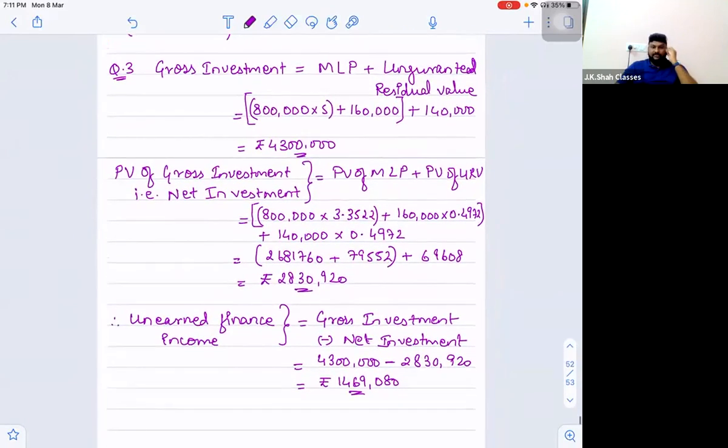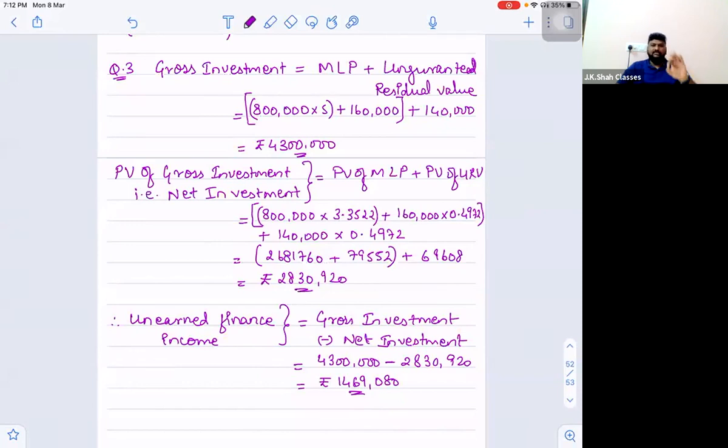So it's a jackpot question from the exam point of view for 5 marks. Very simple one. Copied everybody? Please complete it. Shall we go ahead?